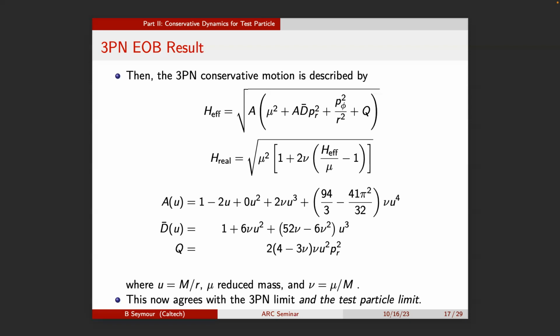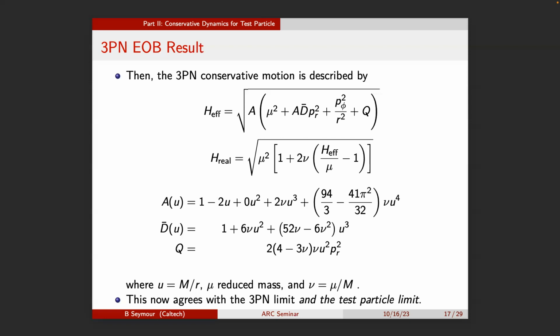Oh sorry. Okay. So D enters at 2PN because it enters as D times P_R squared. Anyway, that's why the 1PN terms match. That's why at 1PN it is still Schwarzschild. And then this Q is like a 3PN effect. So the motion is geodesic until 3PN.